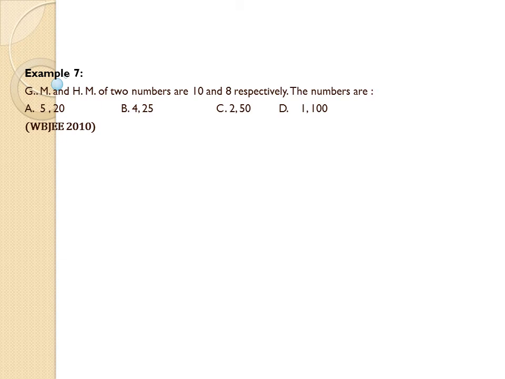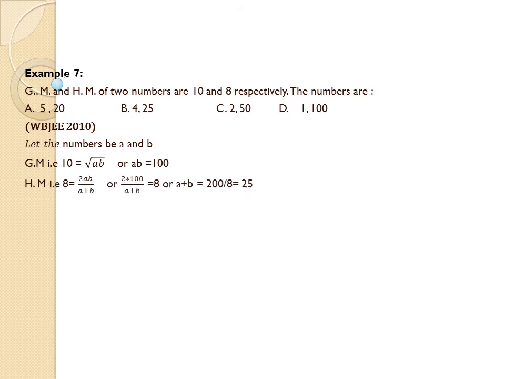So it has come in the examination of WBJEE 2010. Okay, so let's move ahead. Let the numbers be A and B. GM means root over AB. So root over AB equal to 10. That means AB equal to 100. Fine. No problem with this.